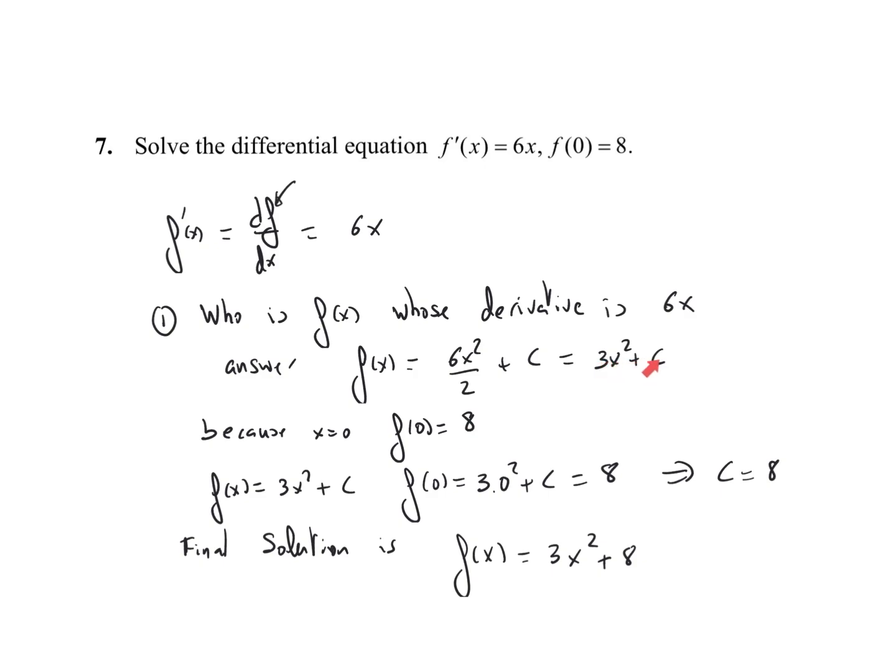So we'll plug in this information into f of x. This is f of x. Okay, we plug in the information. f of x is 3x squared plus c. When x equals 0, I will plug in f of 0: 3 times 0 squared, plus c. And the problem says that f of 0 is 8. So 3 multiplied by 0 squared plus c is 8. 0 squared is 0, so c is 8. So the final solution is that f of x is 3x squared plus 8.